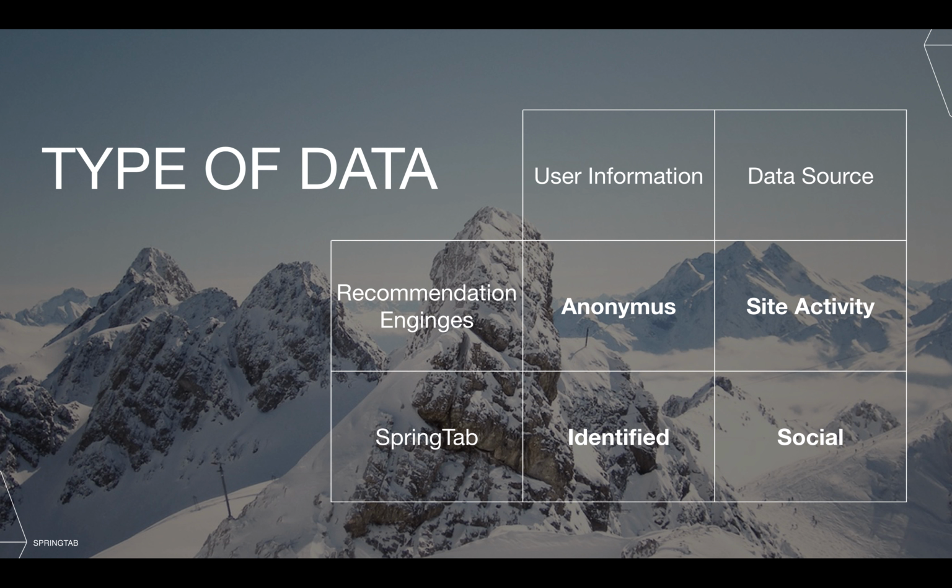That's our first column. The second column is where the data is coming from. When you gather anonymous data, usually it comes from site activity. This is what analytics tools and recommendation engines do. Basically, anything that happens on your site, they can track, but without knowing who that specific person is.